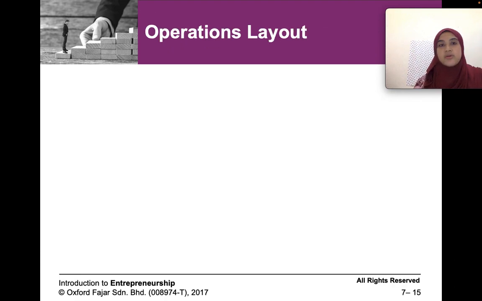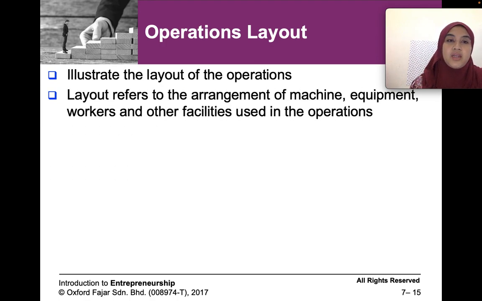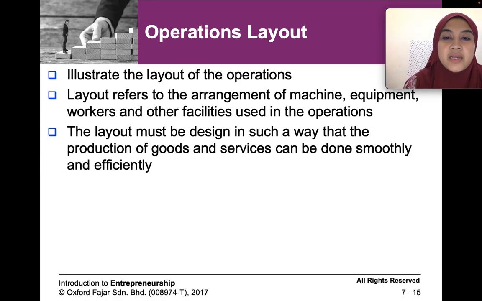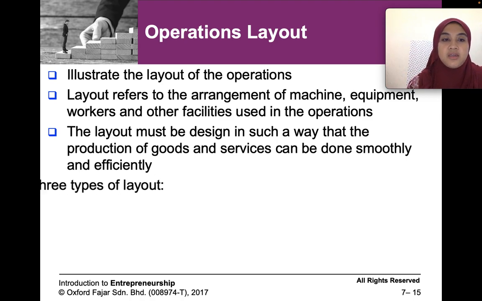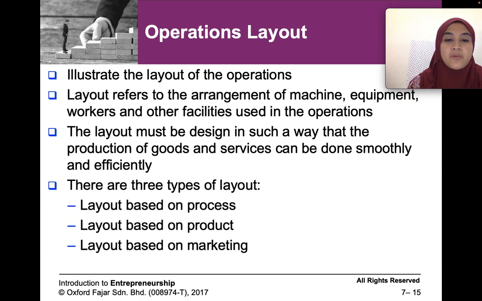Okay, next, we want to proceed with the operations layout. So operational layout also you must do in your operational plan. So what is operations layout? It illustrates the layout of the operation. Layout refers to the arrangement of machine, equipment, workers, and other facility used in the operation. The layout must be designed in such a way that the production of goods and services can be done smoothly and efficiently. There are three types of layouts: layout based on process, based on product, and layout based on marketing.